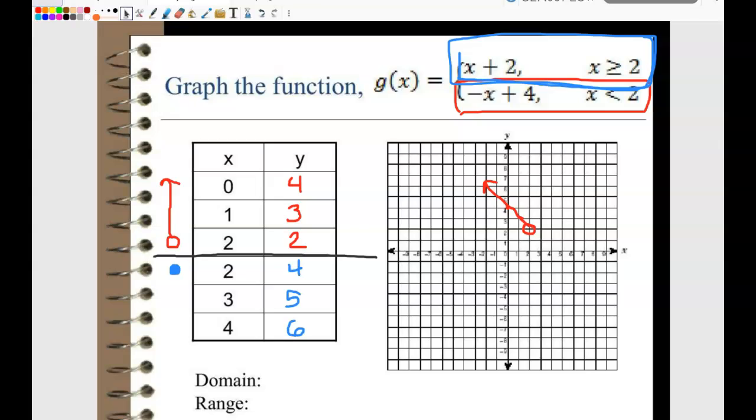Plot your points. All right. Let's talk about the domain and range. Is every x value going to get an answer? Can I plug a number into x into one of those two equations and get an answer? Yes. Therefore, my domain is all reals.